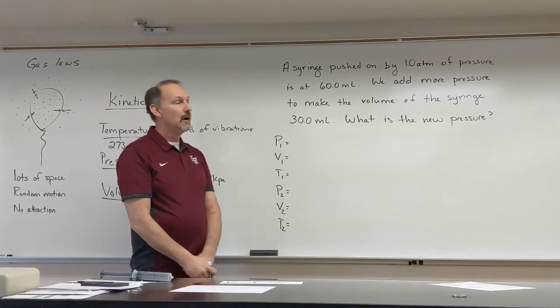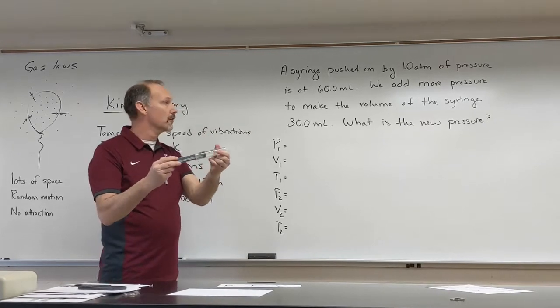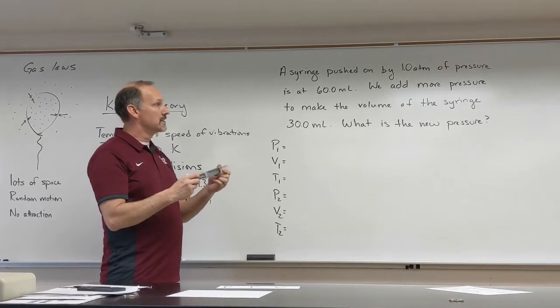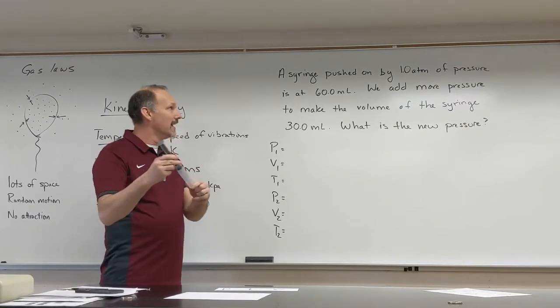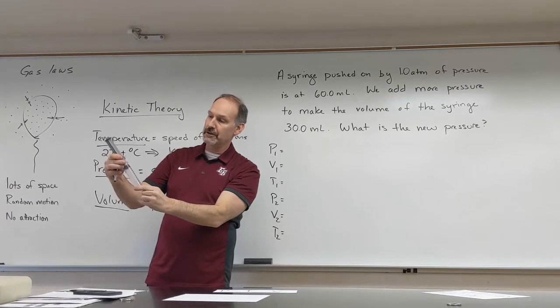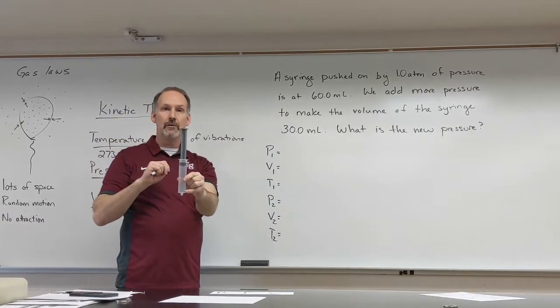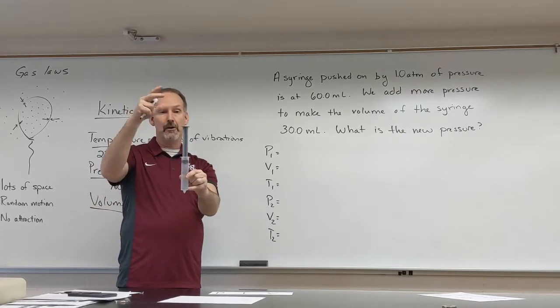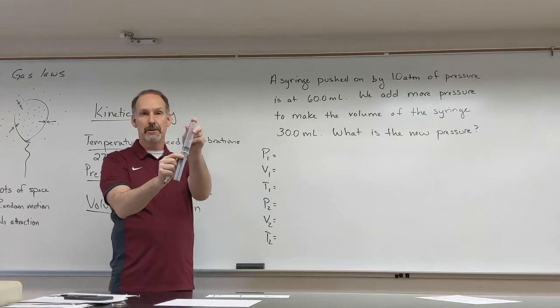So here we go. We're going to read our problem. This time we have a syringe, and we said it's being pushed on by 1 atmosphere of pressure. So we set it, and it's at 60 milliliters. We set our syringe to 60 milliliters, and the room atmosphere is pushing down on that right now. If it wasn't, my syringe would pop out. But it's pushing down, and it's holding it steady at 60 milliliters.